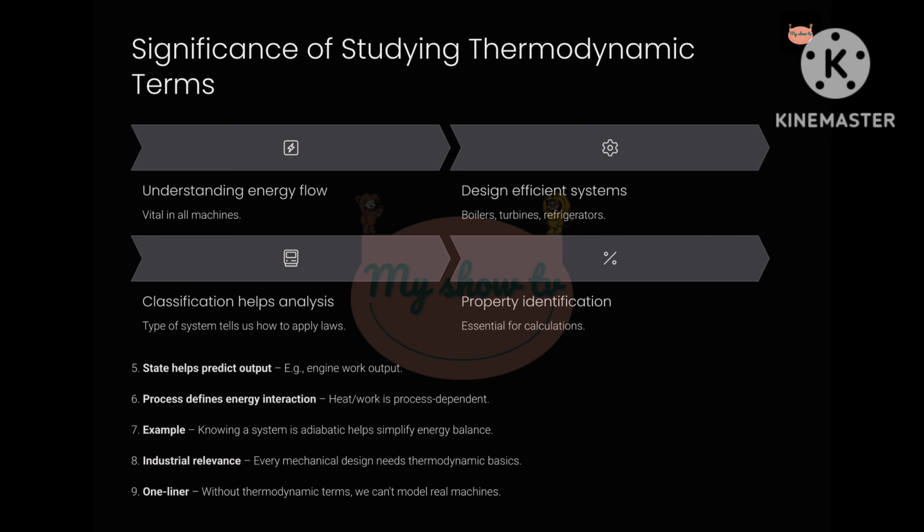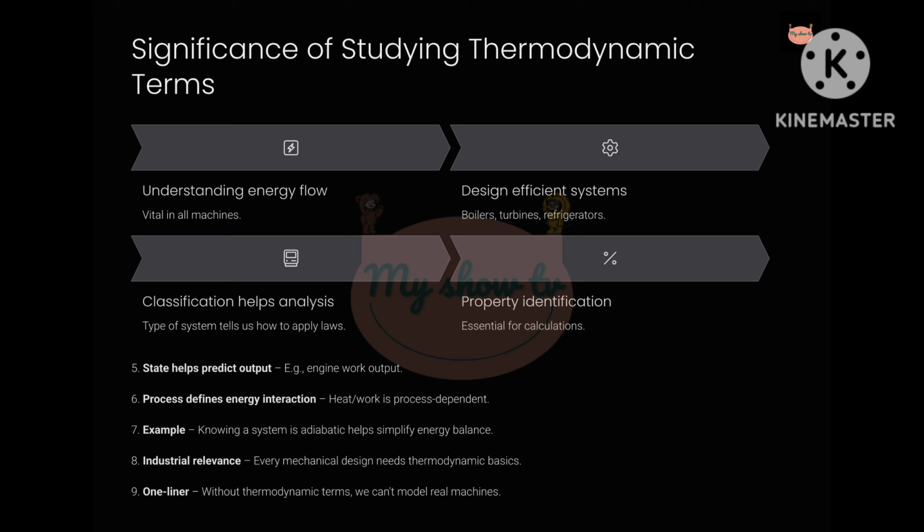Slide 6. Significance of studying thermodynamic terms. Now that we've covered systems, properties, state, and processes, it's essential to understand why these terms matter. 1. They help us analyze how energy is transferred and transformed in machines like engines or refrigerators. 2. They form the foundation for designing efficient machines. 3. Identifying the correct type of system helps us apply the first and second laws of thermodynamics correctly.